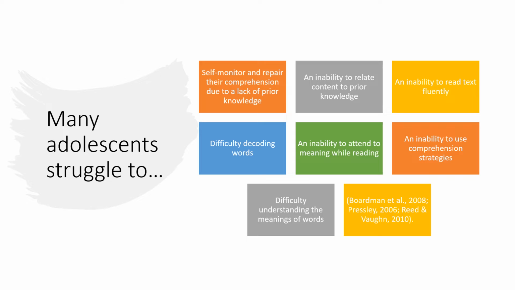They have an inability to attend to meaning while they're reading. Many of them, and you will see this when it comes time to answer questions, have trouble articulating what they read and answering questions about what they read. They have an inability to use specific comprehension strategies. They have difficulty understanding the meanings of words. This means technical and academic.